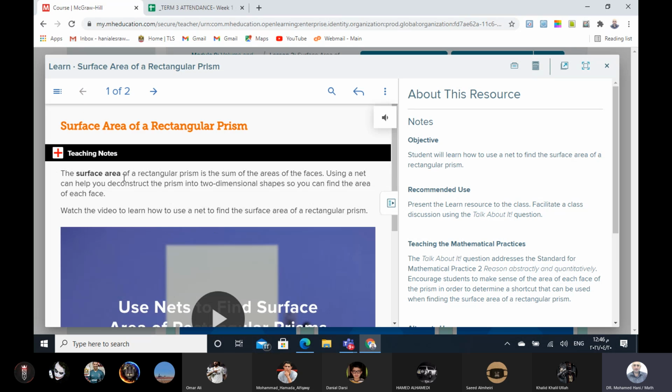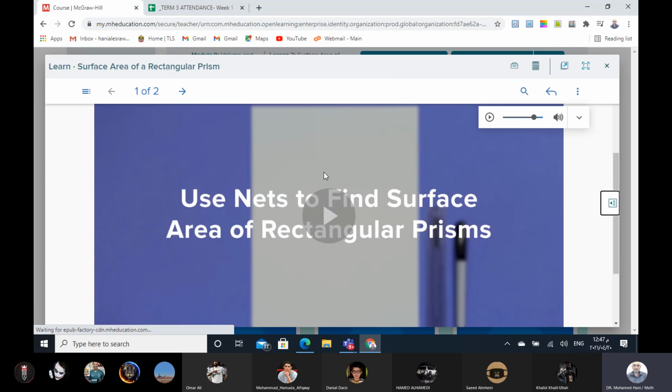What's the meaning of the surface area? Listen, please. Surface area of a rectangular prism. Teaching notes. The surface area of a rectangular prism is the sum of the areas of the faces. Using a net can help you deconstruct the prism into two-dimensional shapes so you can find the area of each face. Watch this video.